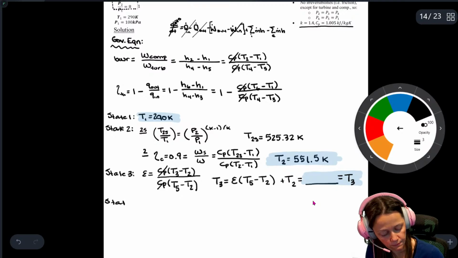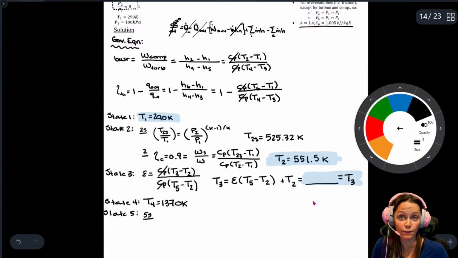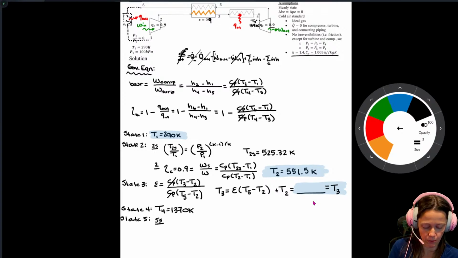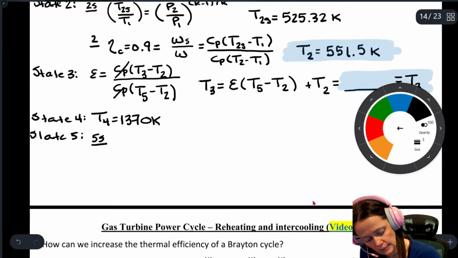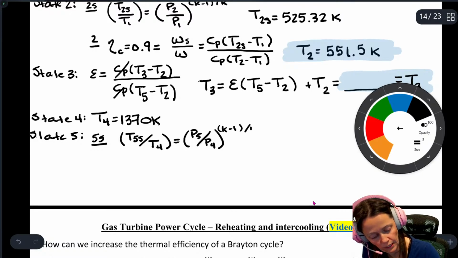Then state 4 is given to us. So my T4 was 1370. State 5, same thing. We're going to have a 5s, and then we're also going to have a 5. This is for that isentropic expansion process. So T5s over T4 equals P5 over P4 to the K minus 1 over K.